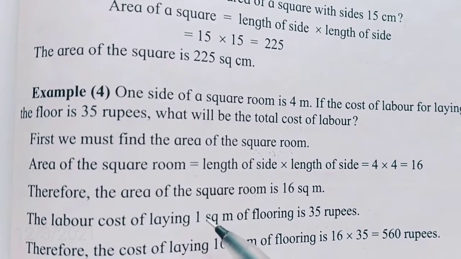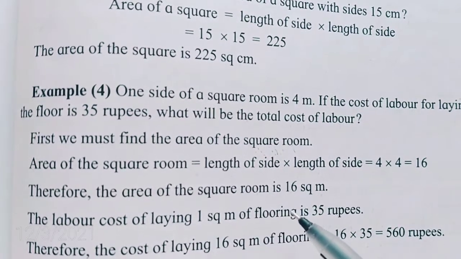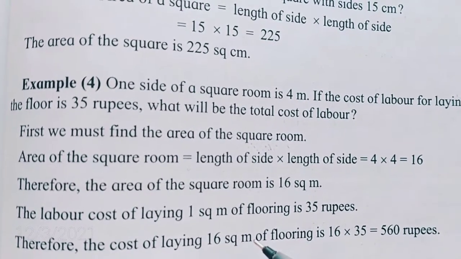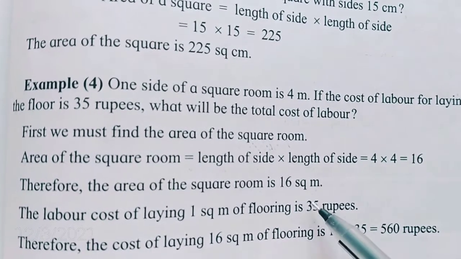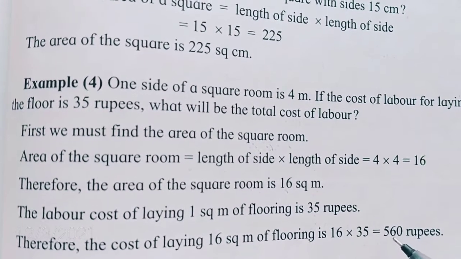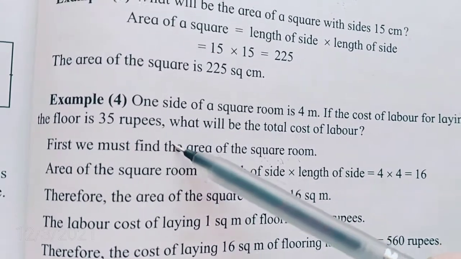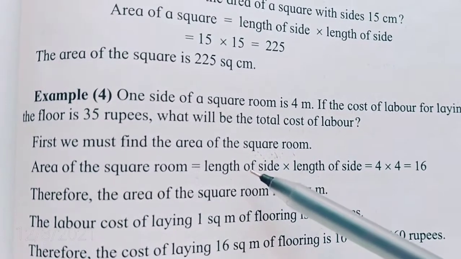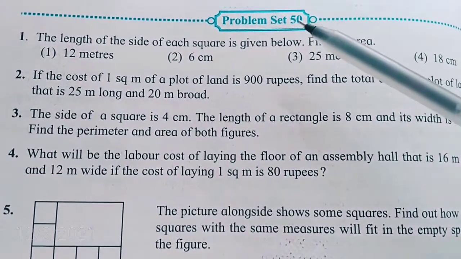The labor cost of laying 1 square meter of flooring is 35 rupees. Therefore, the cost of laying 16 square meter of flooring is 16 into 35. So 16 into 35 is 560 rupees. So in this way you have to solve these 4 examples of word problems given in your textbook into your classwork copy, and also try to solve the first 4 problems of problem set 50.